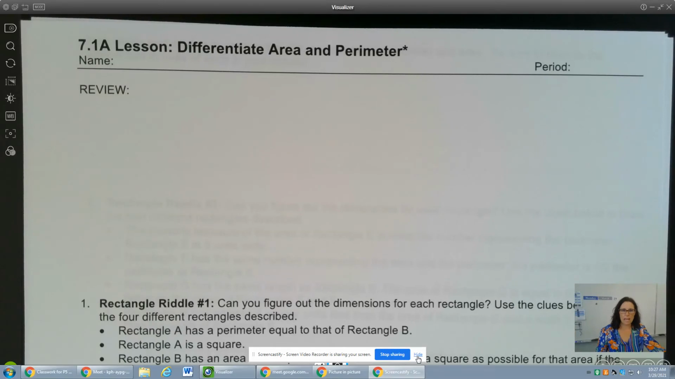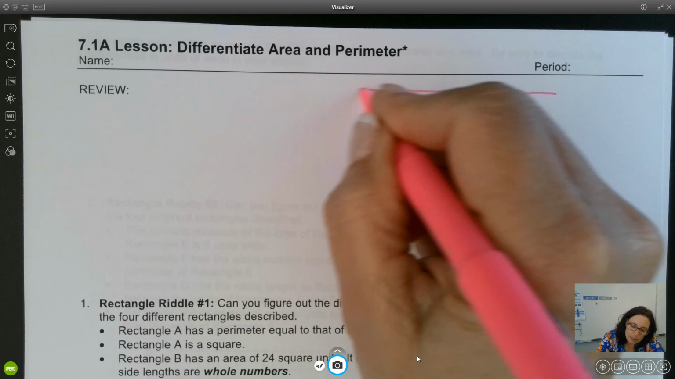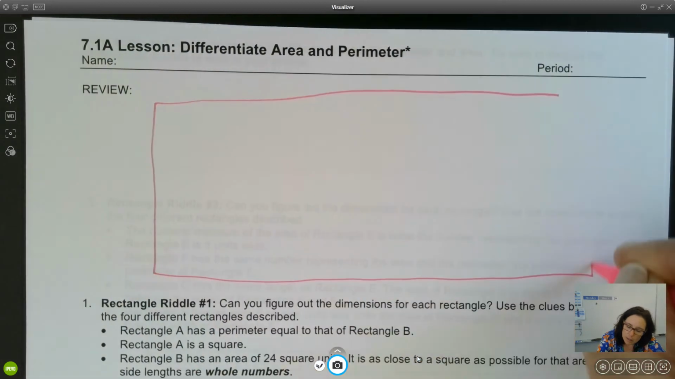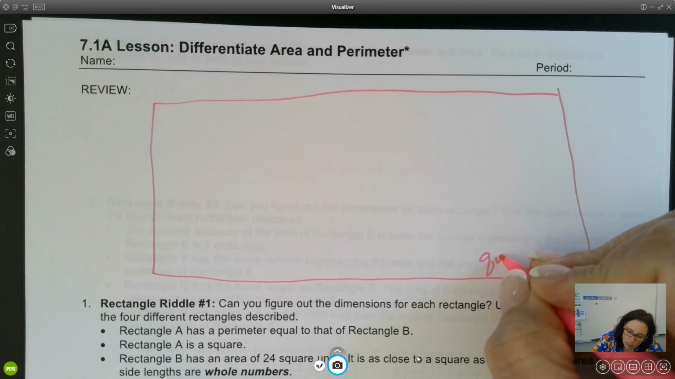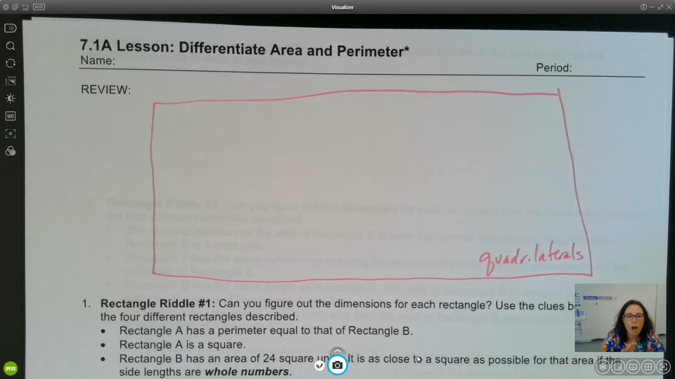Right, so 7.1a lesson. We need to look at quadrilaterals and how they relate to one another, a little Venn diagram. We've got this big giant box, the whole rectangle, that is quadrilaterals. Four-sided figure, quad meaning four.